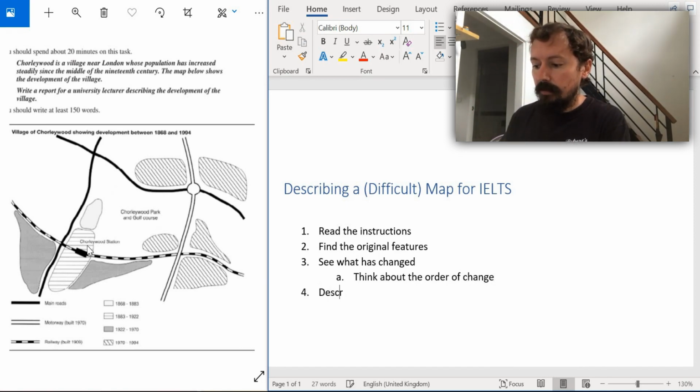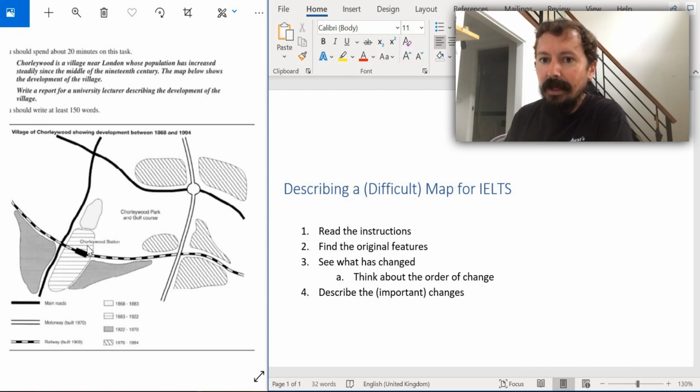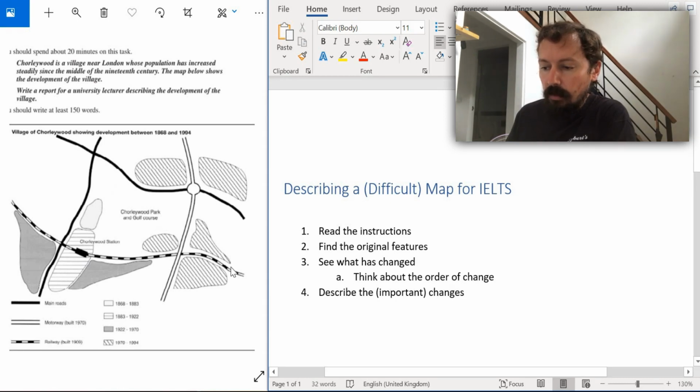Then finally, we have to describe the changes, but only the important ones. So describe the important changes. Because sometimes if there's a lot of information on a map and you try to describe everything, you're going to end up with 400 or 500 words, and that's too much to write. So if we look then at this map, we can identify first you had the village of Charliewood, then the village expanded and became bigger. So that is the order of events.